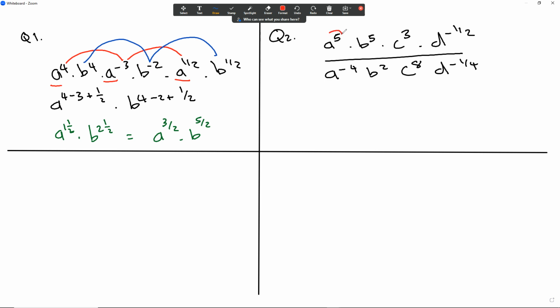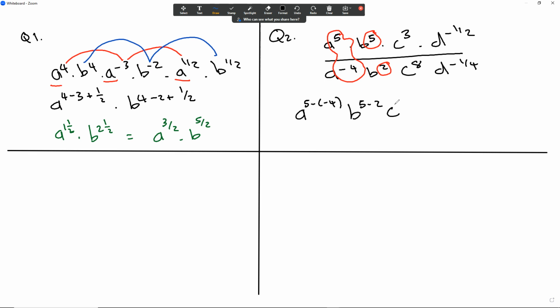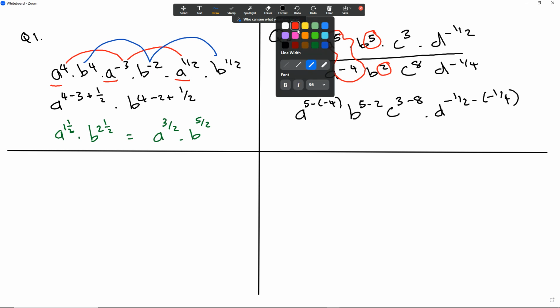When we divide, we take the top power and we subtract the bottom power. So we're going to end up with a to the power of 5 minus negative 4, which will become plus. It then disappears from the denominator into the numerator. The next one, b to the 5 minus 2: take the top power, subtract the bottom power. And then the next one, c to the 3 minus 8. And then d to the power of negative a half minus negative a quarter. It's a bit tricky with that one.